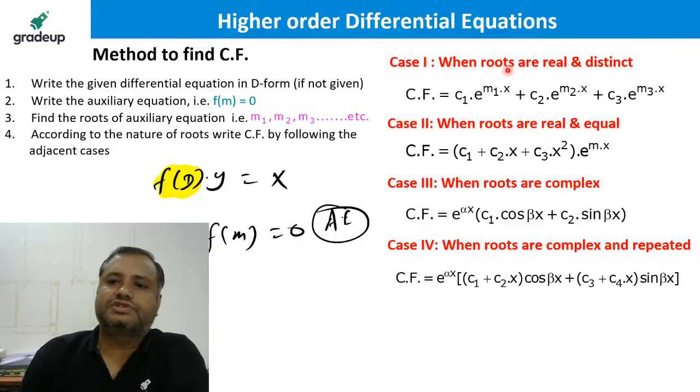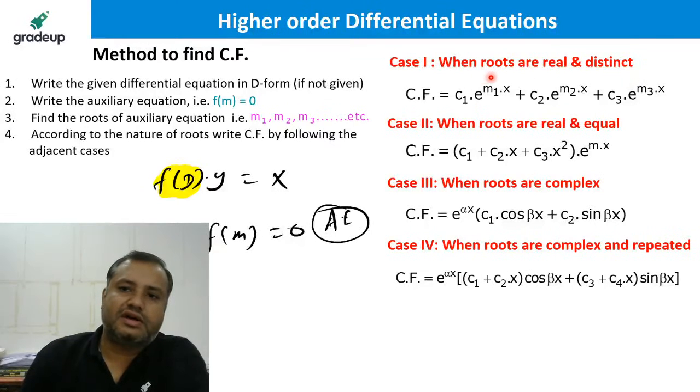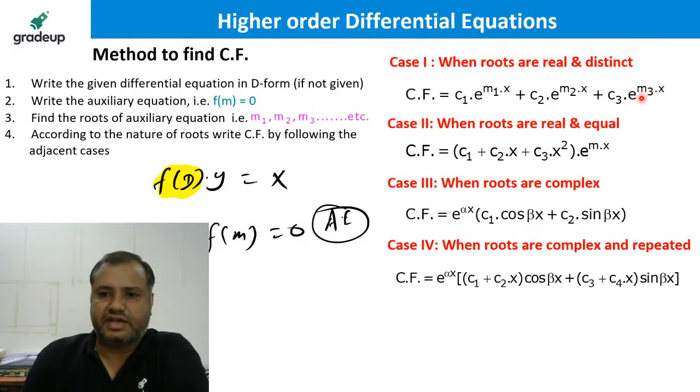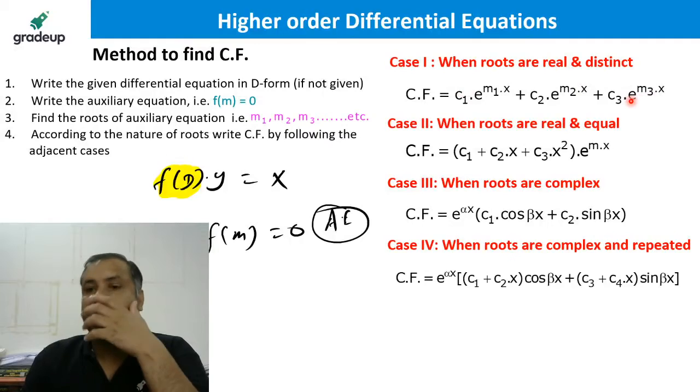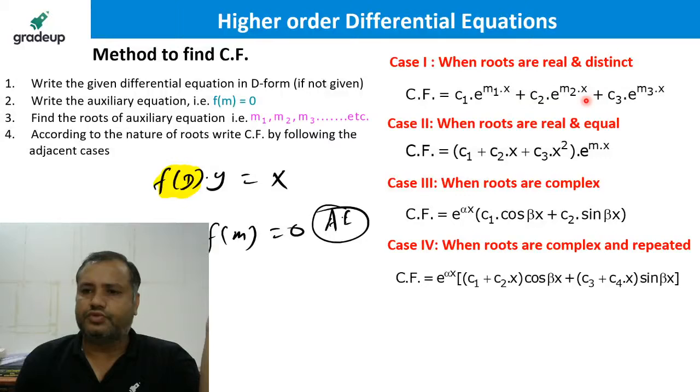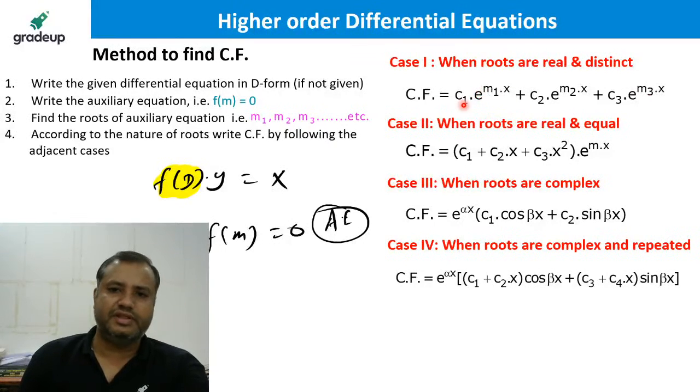When roots are real and distinct, in that case, CF can be written as C1 e to the power m1x, C2 e to the power m2x, C3 e to the power m3x, where m1, m2 and m3 are the roots of the auxiliary equation. If there are two roots, say m1 and m2, so only two terms will be there in this CF. If there are three roots, three terms. If there is only one root, then only one term will be there in the CF.